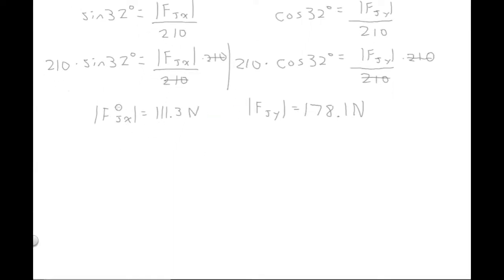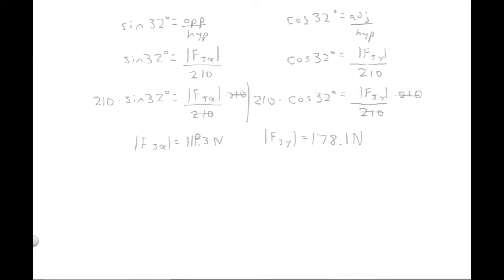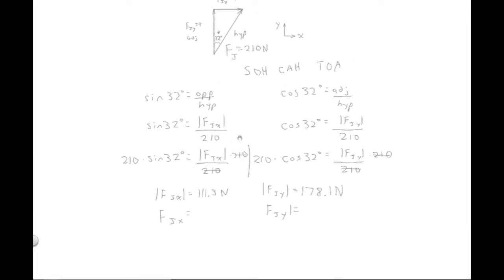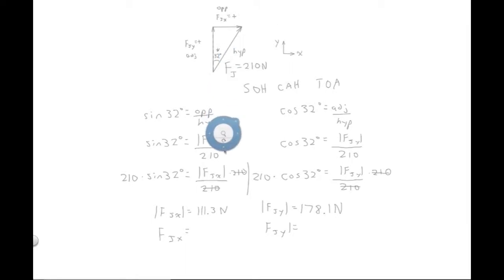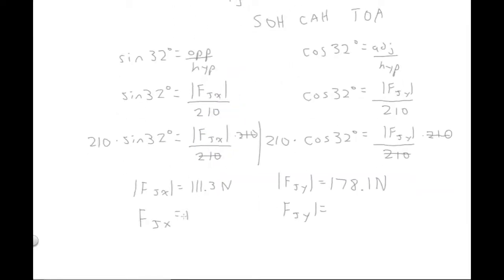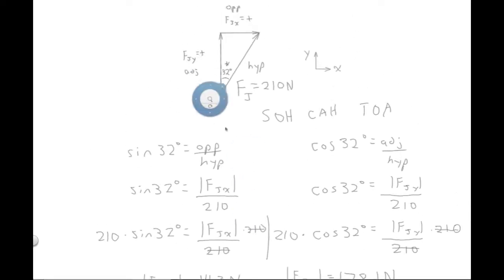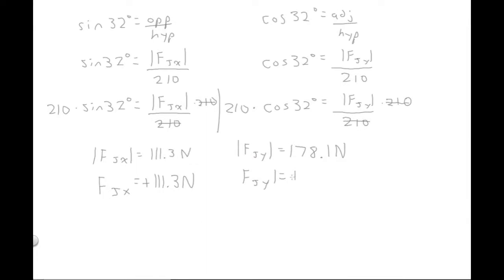Now, these absolute value signs are supposed to remind us that the SOHCAHTOA equations only tell us the magnitudes of the components, and we need a last step in order to figure out the complete component, including the plus or minus sign. We already worked out the signs. FJx is positive. And F sub JY is also positive on this problem.